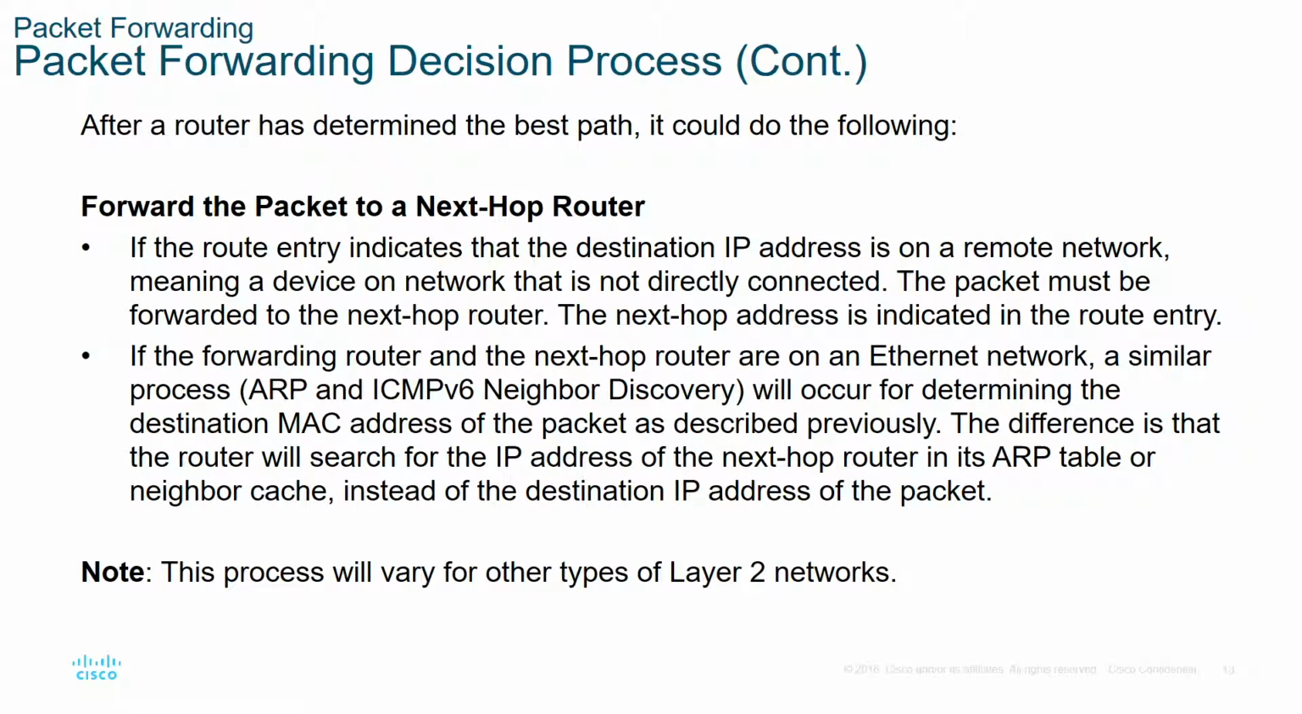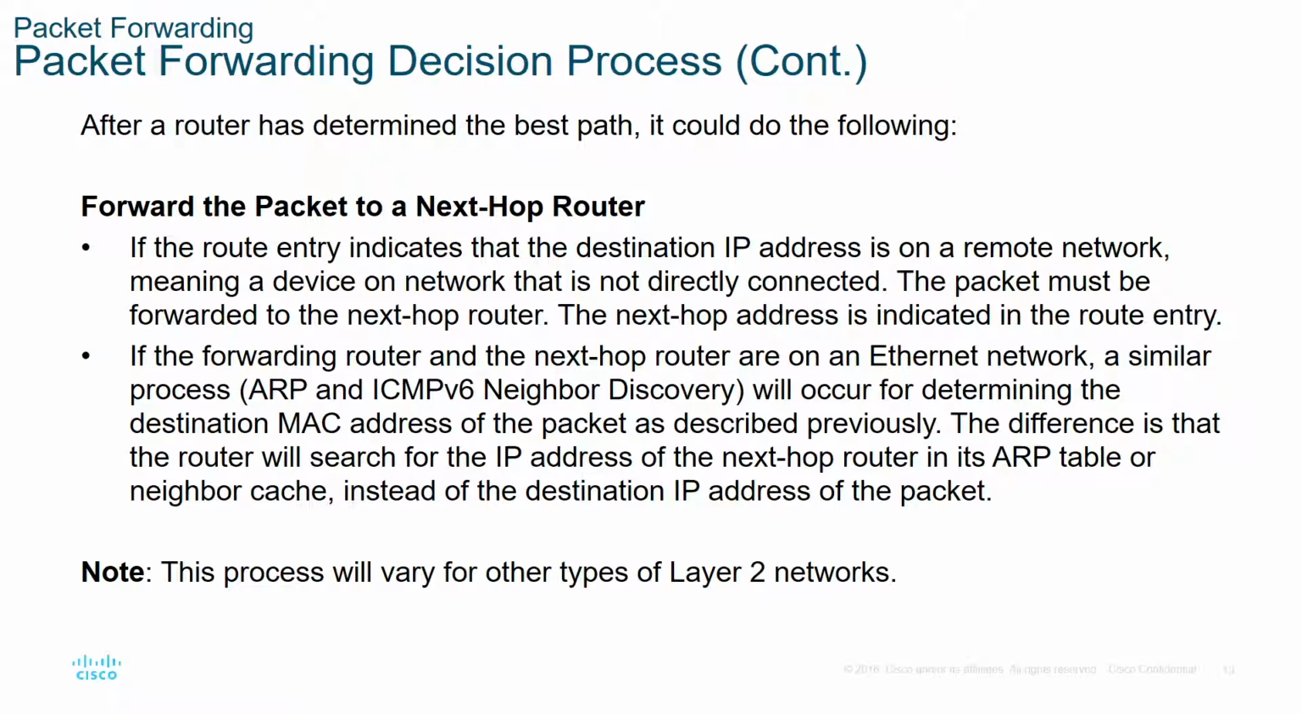After a router has determined the best path, it could also forward the packet to a next hop router. If the route entry indicates that the destination IP address is on a remote network, meaning a device on a network that is not directly connected, the packet must be forwarded to the next hop router. The next hop address is indicated in the route entry.